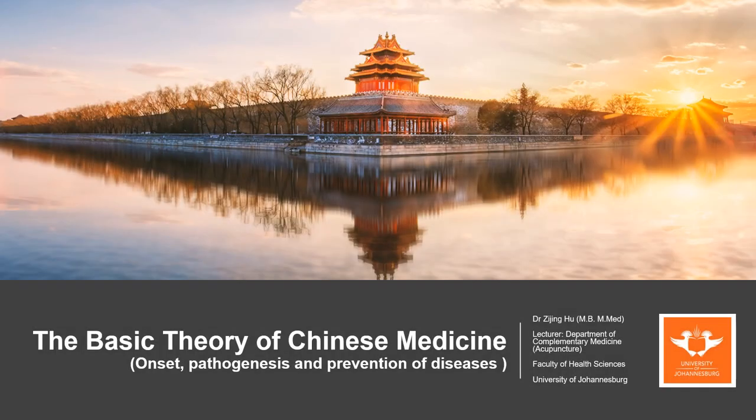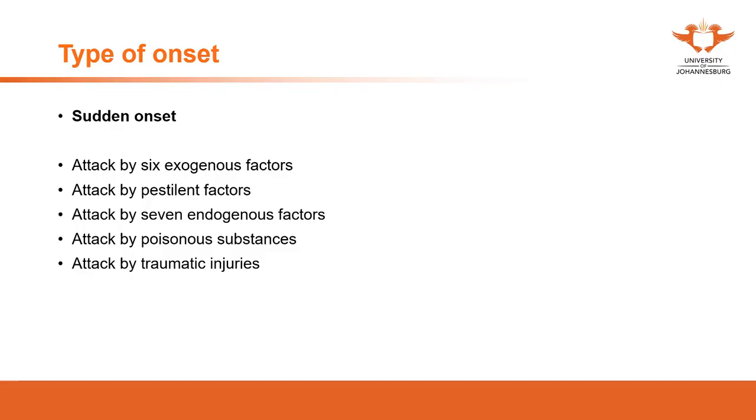Hello everyone. In this video, we are going to continue the discussion on the types of onset. So in the previous video, we have introduced the antipathogenicity and pathogenicity. The disease in our theories is a struggle between the antipathogenicity and pathogenicity. So once they fight together, how many types of onsets can we see from our daily practice for our patients?